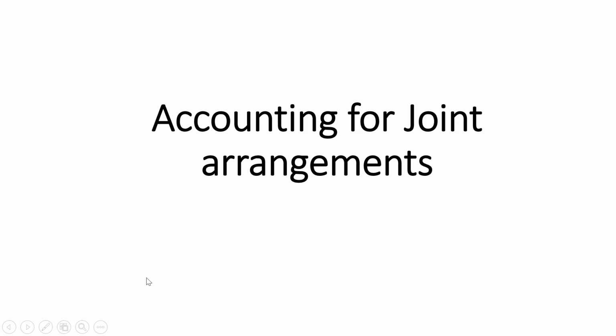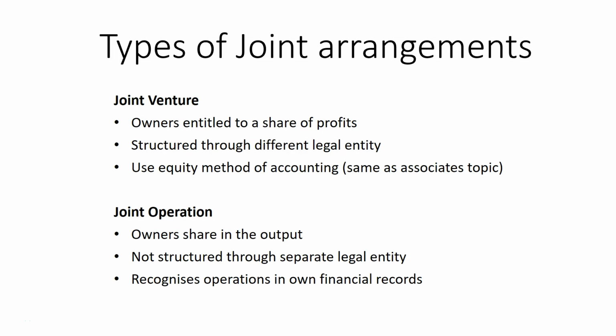Okay, so this video is on accounting for joint arrangements. There are two types of joint arrangements, joint ventures and joint operations. At a very basic level, with joint ventures, the owners are entitled to a share of the profits, and the actual joint venture itself is normally structured through a different legal entity.